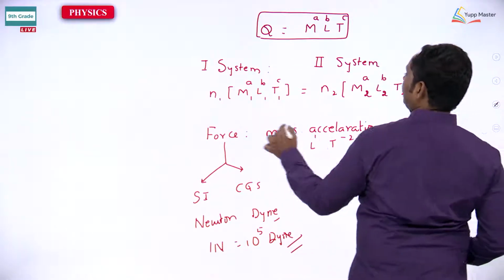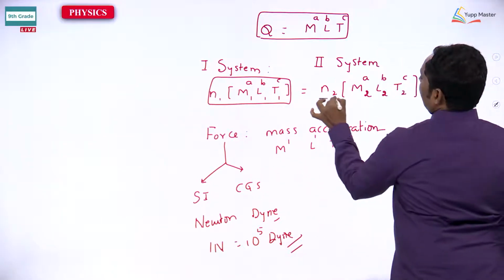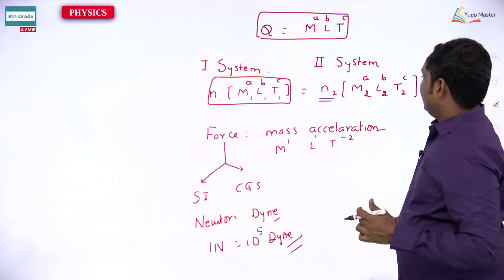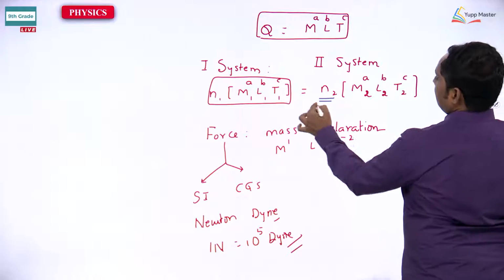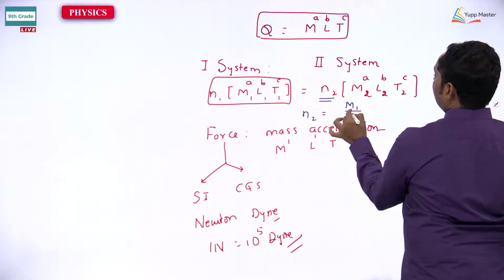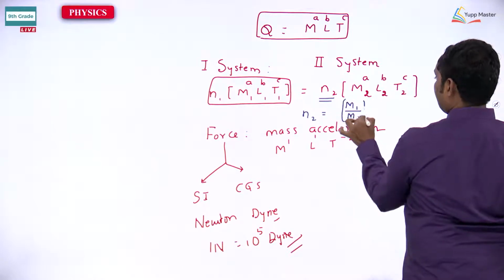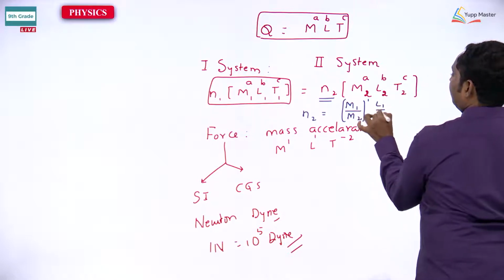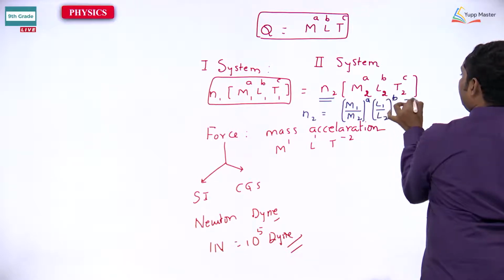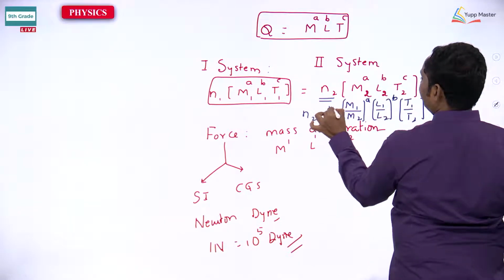If they have given a value in one system, you need to find that value in another system. It is easy. How is it going to be calculated? We have to write n2 equals n1 times M1 by M2 to the power a, times L1 by L2 to the power b, times T1 by T2 to the power c. You have to get this.